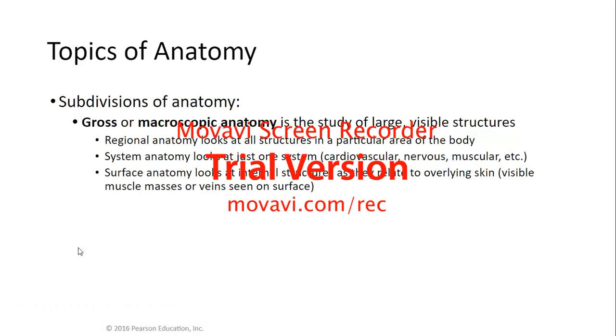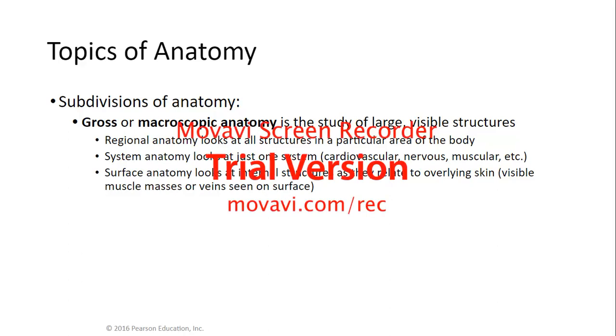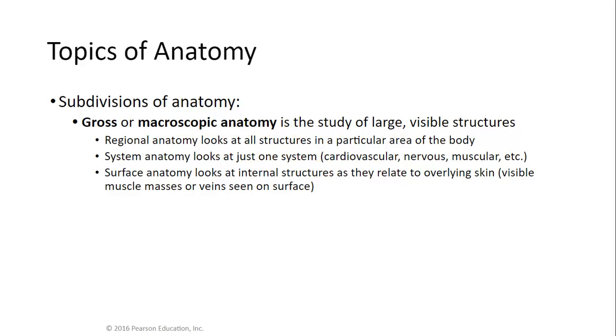So you have subdivisions of anatomy. You have gross anatomy, or macroscopic. Macro means large view, micro is small view. So gross anatomy is what you can see with your eyes, visible structures that you can see, like in the lab when you're doing a dissection. Those are gross anatomy structures, things that you can see with your eye.